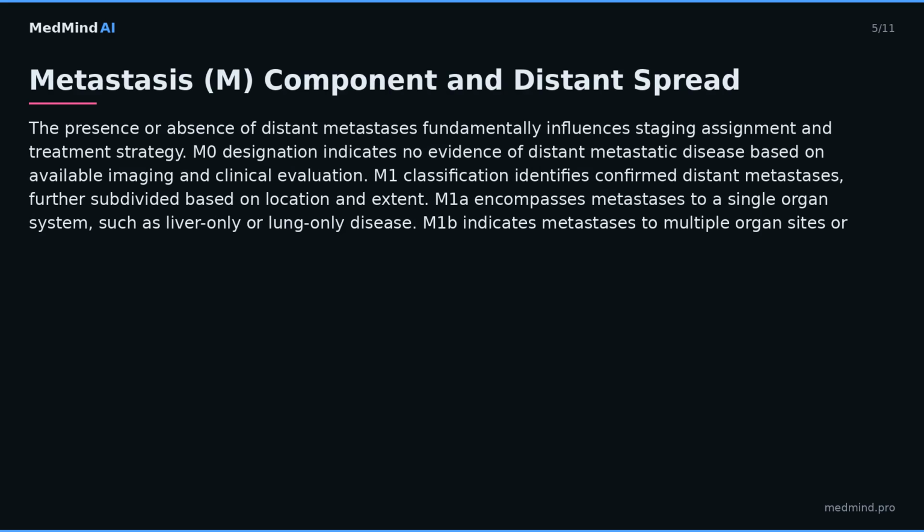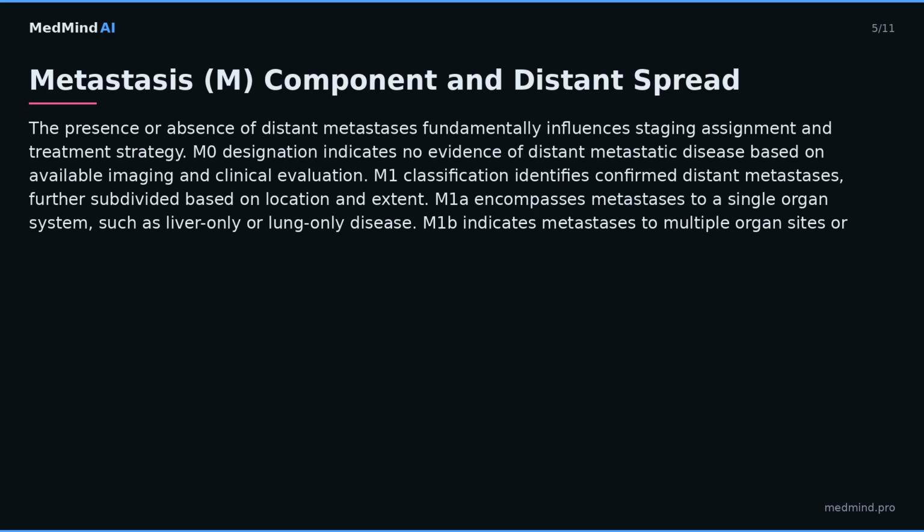Metastasis, M, component and distant spread. The presence or absence of distant metastases fundamentally influences staging assignment and treatment strategy. M0 designation indicates no evidence of distant metastatic disease based on available imaging and clinical evaluation. M1 classification identifies confirmed distant metastases, further subdivided based on location and extent. M1A encompasses metastases to a single organ system, such as liver-only or lung-only disease. M1B indicates metastases to multiple organ sites or peritoneal involvement, representing more advanced disease burden.